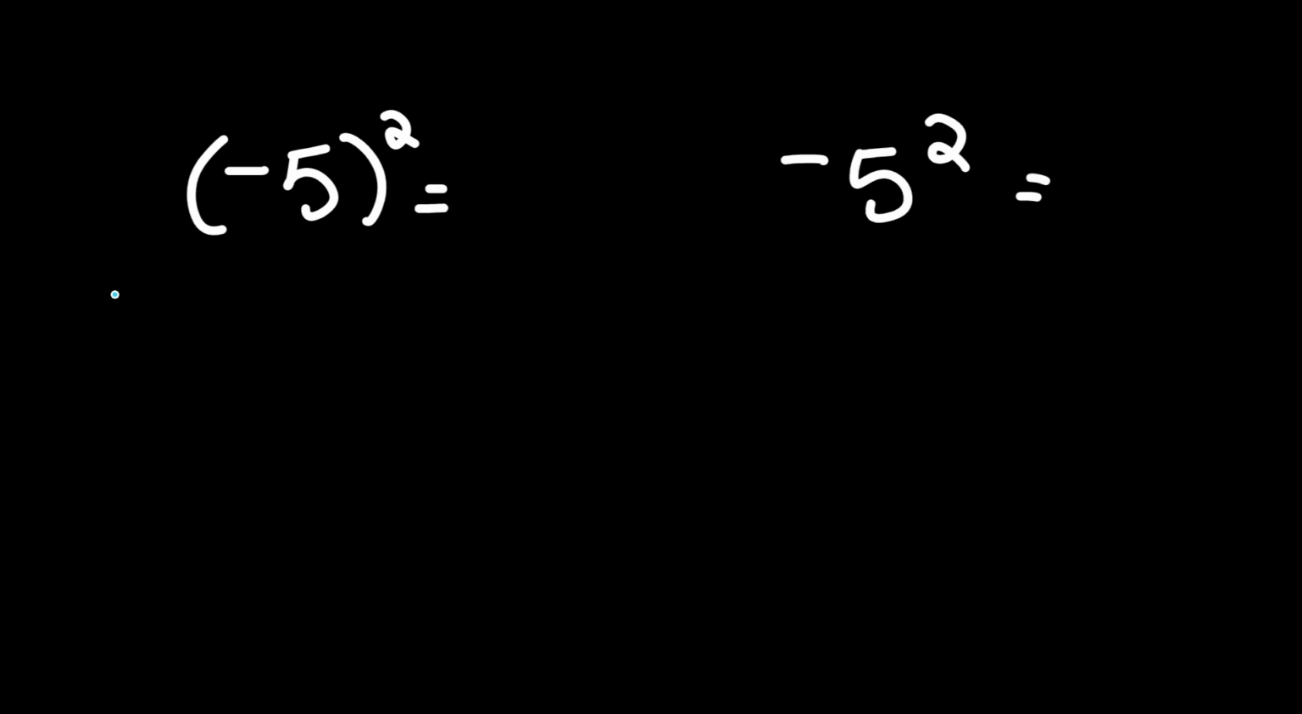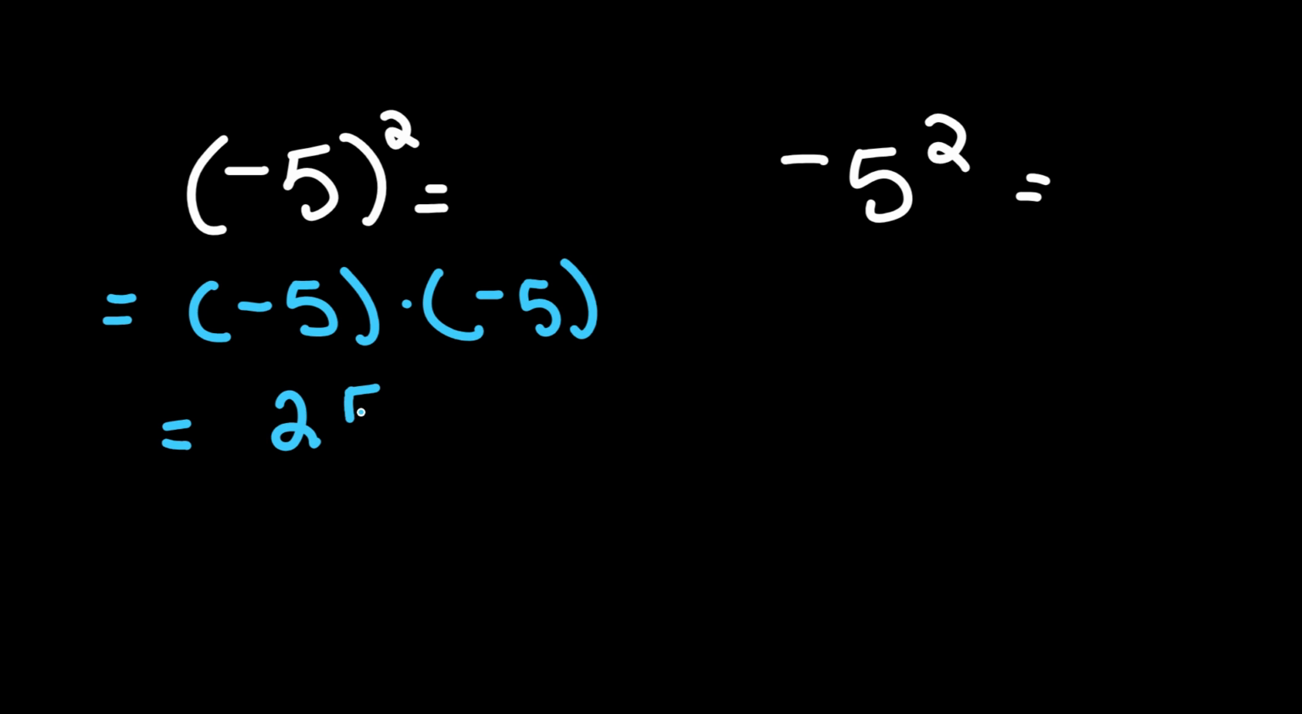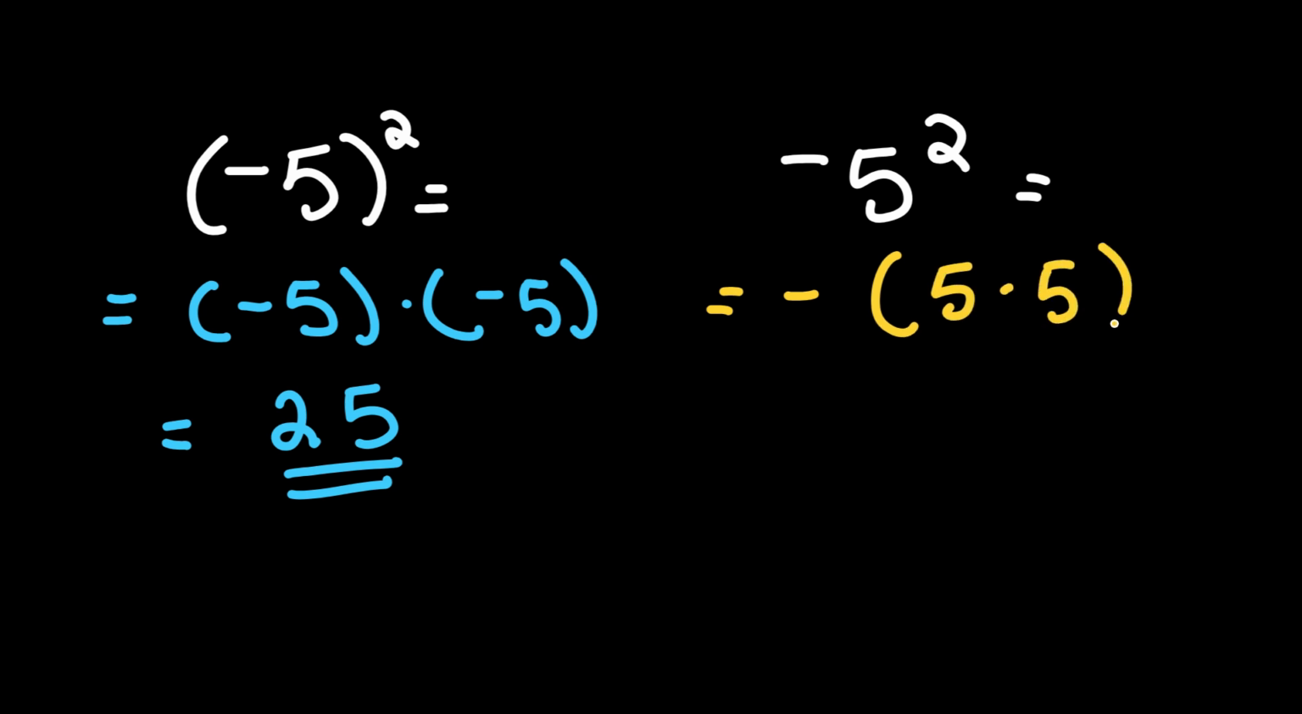Let's practice a few really quick. Negative 5 squared, this one will be in parentheses, and negative 5 squared without parentheses. Let's go ahead and solve the first problem. Let's multiply negative 5 two times, including the negative sign. So negative 5 times negative 5 will be a positive 25. Now let's leave the negative outside. So we will multiply 5 times 5. 5 times 5 is 25, but don't forget the negative sign: negative 25.